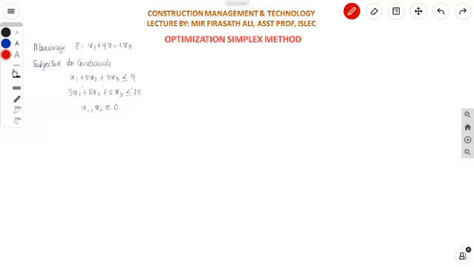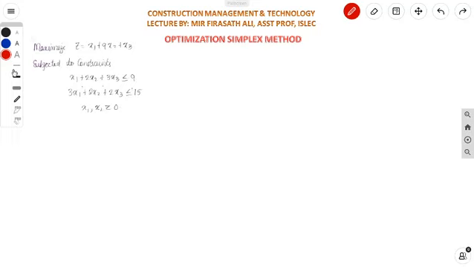So in the last class we discussed optimization by using the simplex method. We discussed one numerical example on optimization using the simplex method, and in today's class we will discuss one more numerical example on optimization using the simplex method. So the question is as follows.